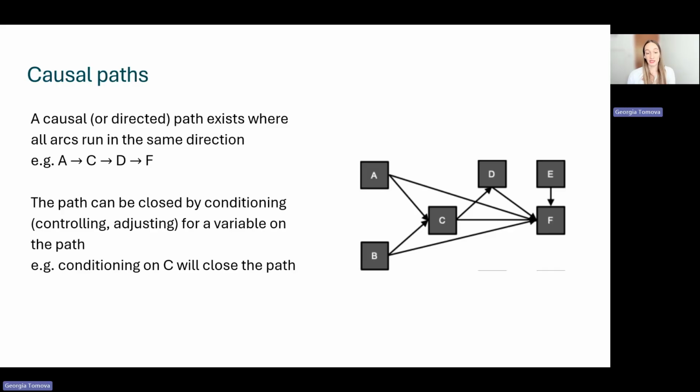And this path can be closed by conditioning on a variable on that path. What that means is we control for it in some way. For example, we adjust for it in the regression, or we stratify by these variables, or any form of conditioning. For example, if we were to condition on C, which is the second variable on this path, we will close the path. And so, for example, changing A, the effect of A will not be transmitted further on this path onwards to F. So it will stop at C.